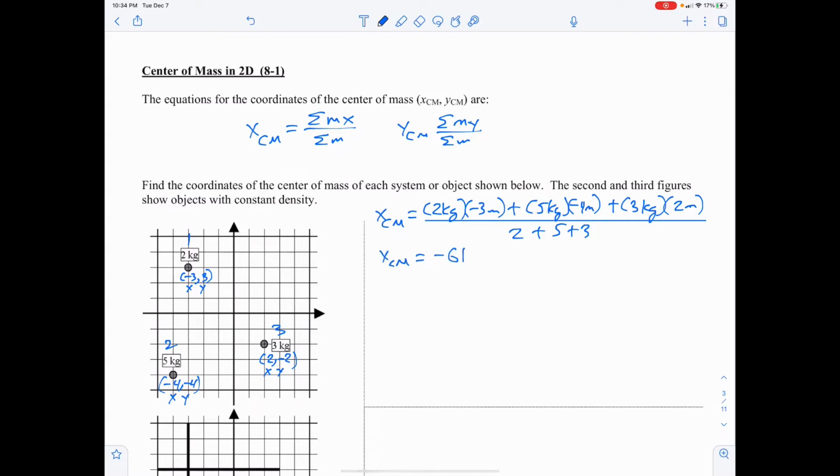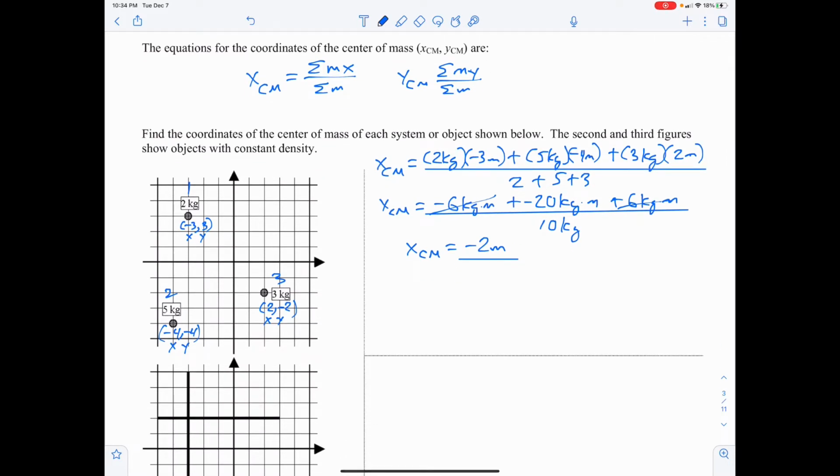So we've got negative 6 kilogram meters plus a negative 20. Almost added there, no, multiply. So negative 4 times 5 is negative 20 kilogram meters, and then plus 6 kilogram meters. All of that is over 8 plus 2, or 10 kilograms. Well, the negative 6 cancels with the positive 6, and negative 20 over 10 means the x position of the center of mass is at negative 2 meters. So there's half the answer.